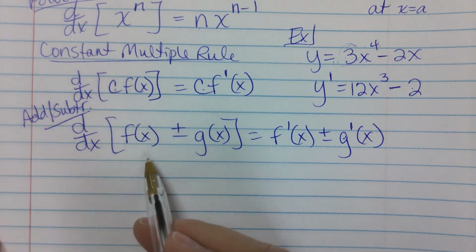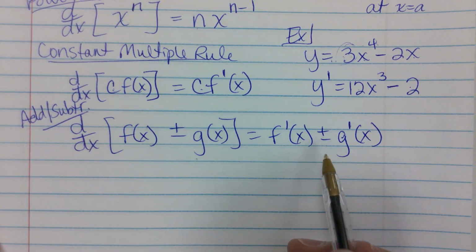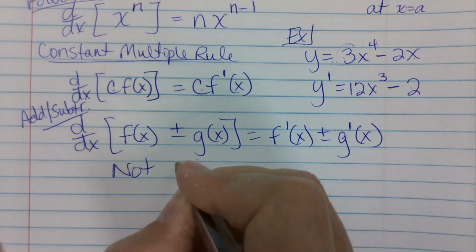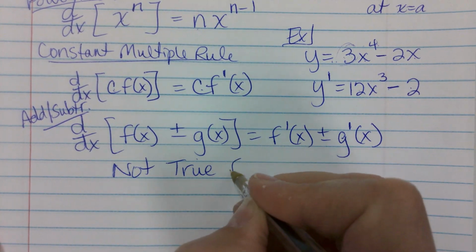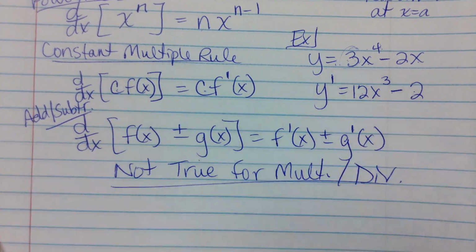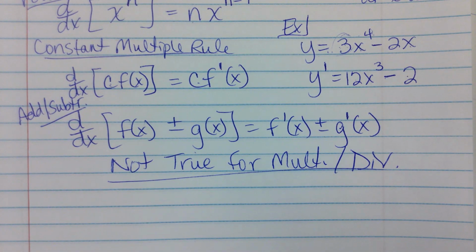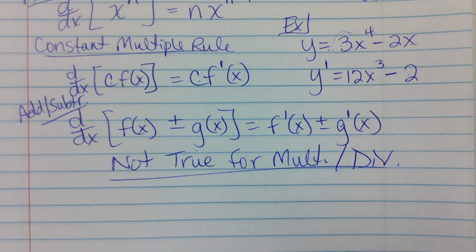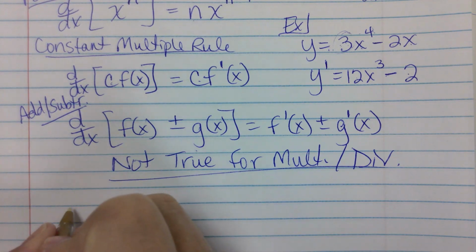Now, addition and subtraction work beautifully. This is not true for multiplication and division. They have their own rules that we'll go over. Actually, it's section 3.3 of the chapter, product and quotient rules. But they make things bigger, okay?